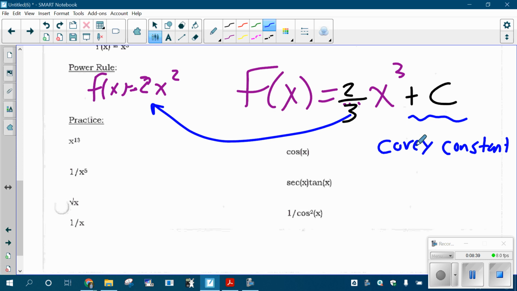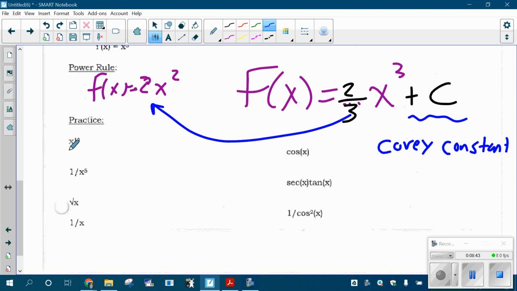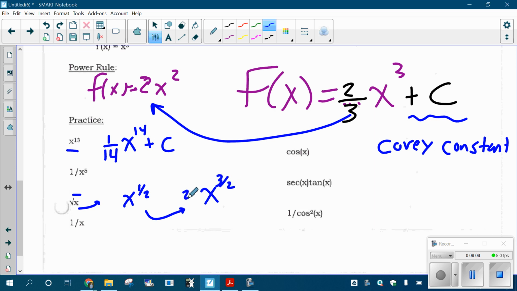Let's do a couple of these together real quick. If this is my derivative, x to the 13th, what was the original? Well, it had to be x to the 14th. How come there's no constant? Well, the coefficient must have been 1/14. And don't forget the Covey constant. Square root of x. Well, let me rewrite that as x to the 1/2. The antiderivative, the indefinite integral, must have had an exponent of 3/2. And the coefficient must have been 2/3. Don't forget the Covey constant.